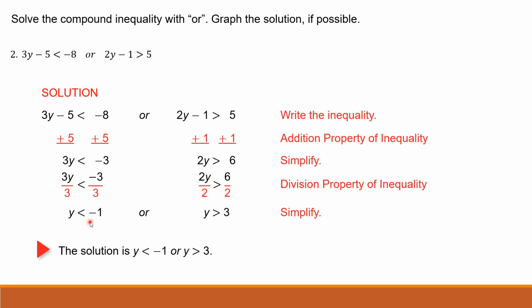Our boundary points then will be -1, that's the leftmost point, and 3 is our rightmost point. So our boundary points, we have less than, so we have an open circle at -1, and we have an open circle at 3. And because it's or, that means the values of y are either less than -1 or the values are greater than +3. So with or, we have our boundary points and we shade to the outside. We shade away.